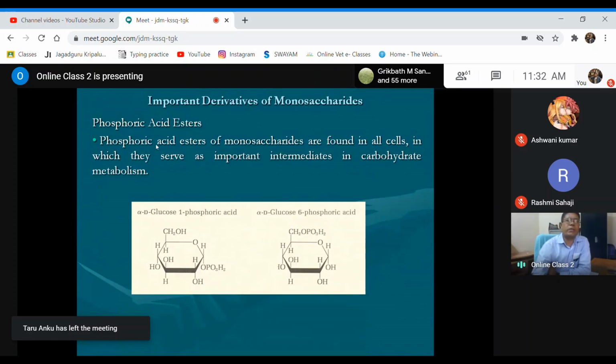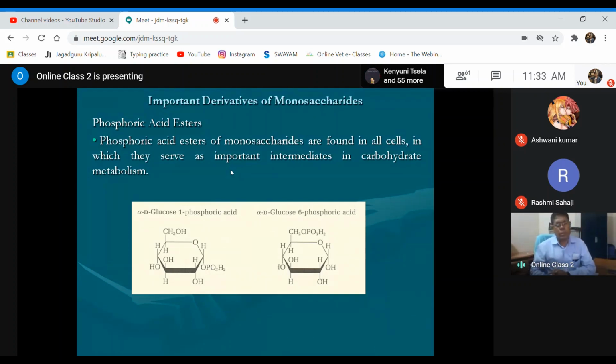Phosphoric acid esters of the monosaccharides are found in all the cells, in which they serve as important intermediates in carbohydrate metabolism. When we discuss the metabolism, you will find that the intermediates of carbohydrate metabolism, like in glycolysis, are phosphorylated. There are some advantages for the phosphorylation of the intermediates that we'll discuss when we discuss the metabolism. So like that, the monosaccharides may have phosphoric acid attached to the OH group of one of the carbon atoms.